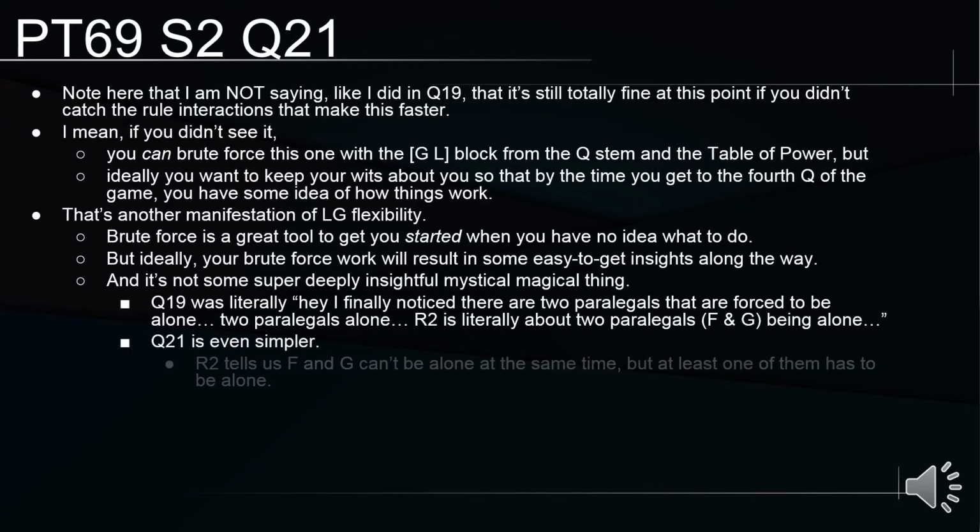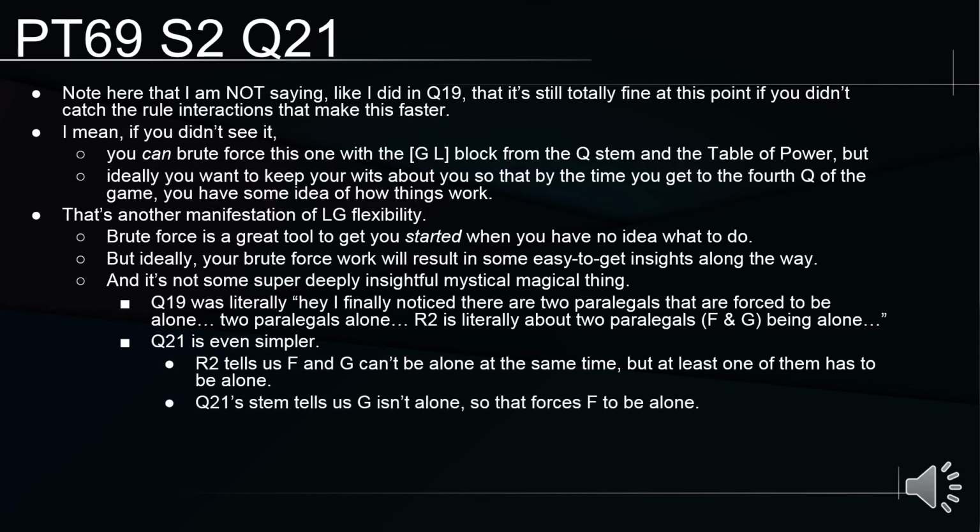Question 21 really is even simpler. Rule 2 tells us that F and G can't be alone at the same time, but that at least one of them has to be alone. Question 21 tells us that G isn't alone, so that forces F to be alone. And that's literally all that it turned out to be.